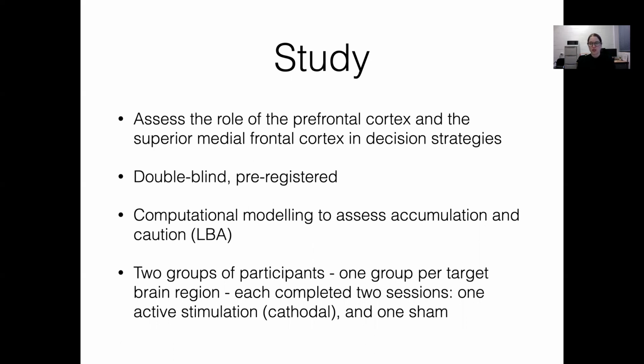In one group, we targeted the left prefrontal cortex, and in a different group of subjects, we targeted the superior medial frontal cortex. That element of the study wasn't double blind because that's pretty tricky to do. But each participant came in for 2 sessions, an active stimulation session where we had cathodal stimulation over the target region, and a sham stimulation session, and that was double blinded.